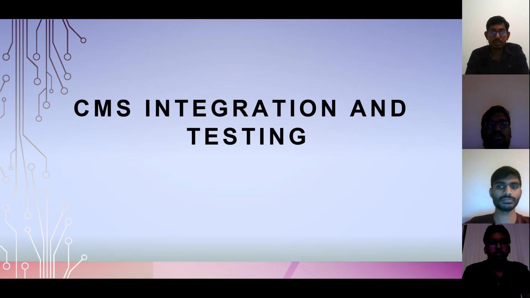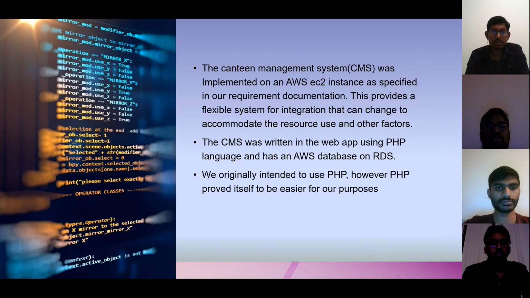Coming to the next slide. The canteen management system was implemented on an AWS EC2 instance as specified in our requirement documentation. This provides a flexible system for integration that can change to accommodate resource use and other factors. The CMS was written as a web app using the PHP language and has an AWS database on RDS.